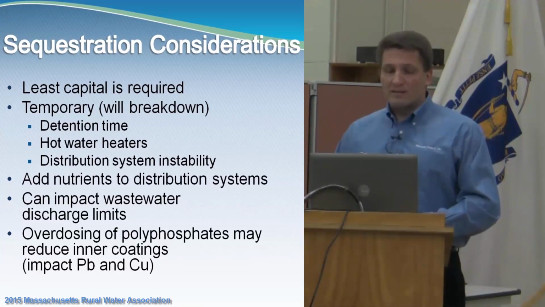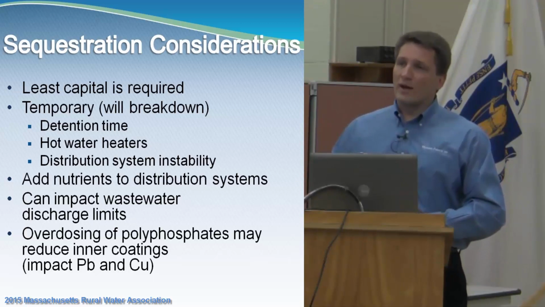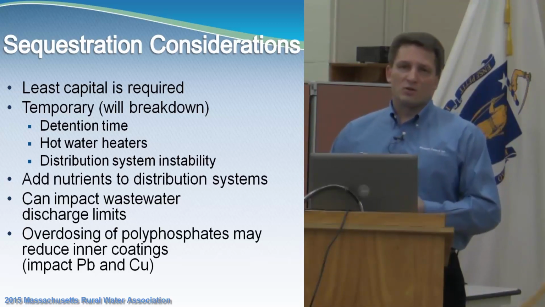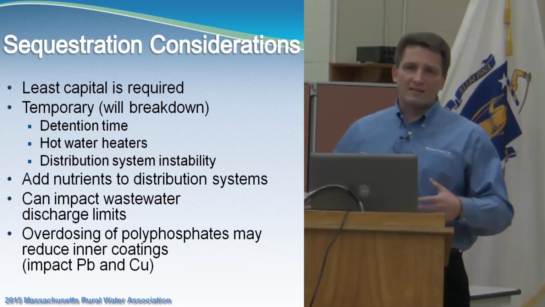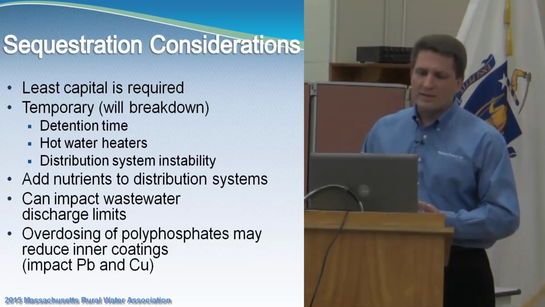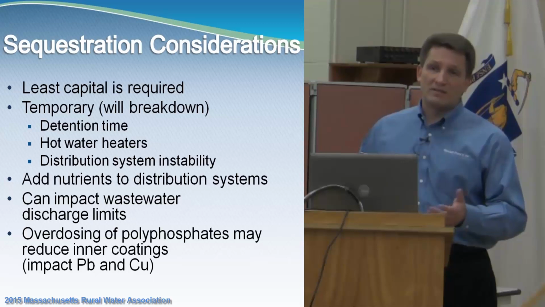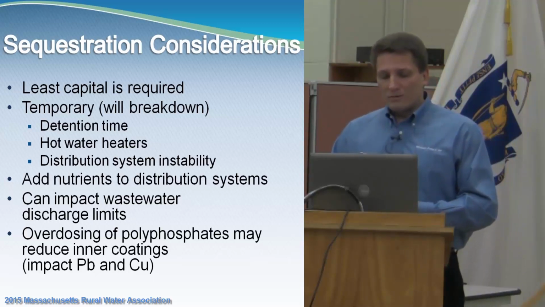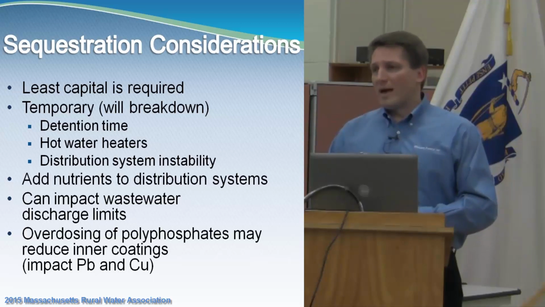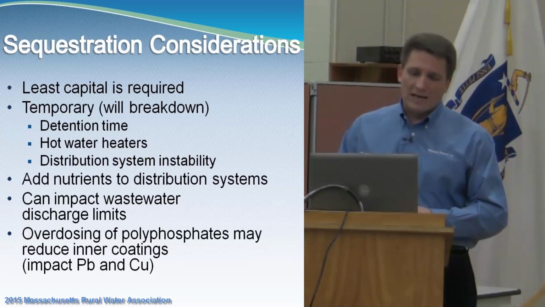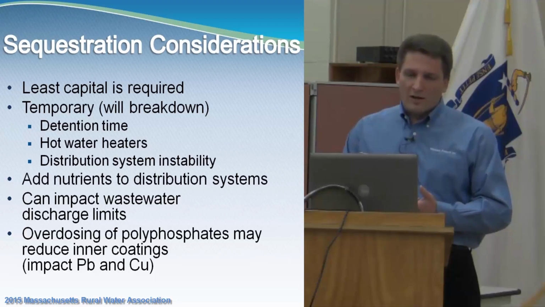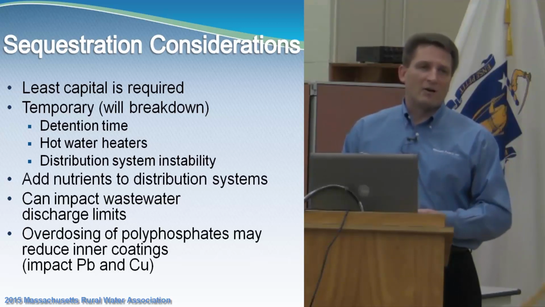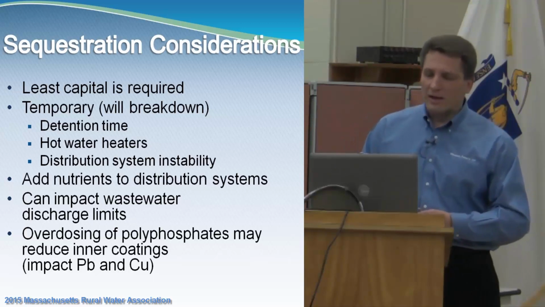Things to be concerned about: it is temporary. You know, it is going to break down over time. Detention time in your distribution system. I mean, there's water in your system that is in there for days, if not longer. So the sequestrant may not be as effective the longer it stays in your distribution system. pH is also one of the things that can impact the efficacy of the long-lasting residual, as well as hot water heaters. The hotter something is, usually the faster the reaction goes. So you may break that down in your consumer's water heaters quicker than you'd like.